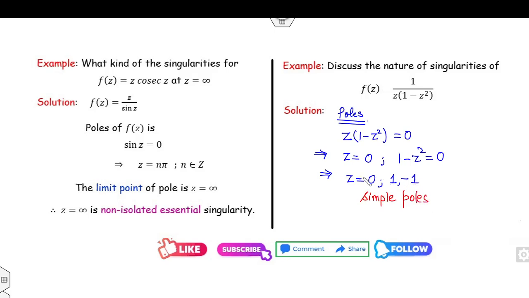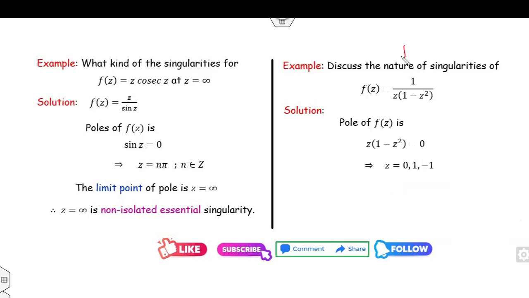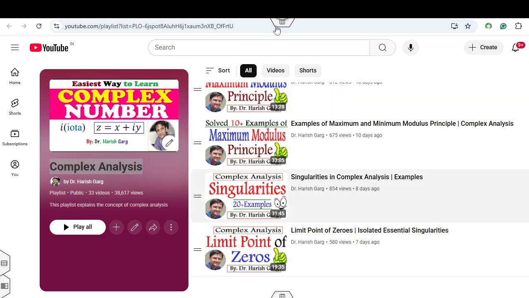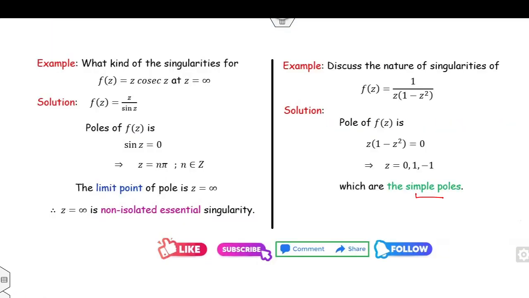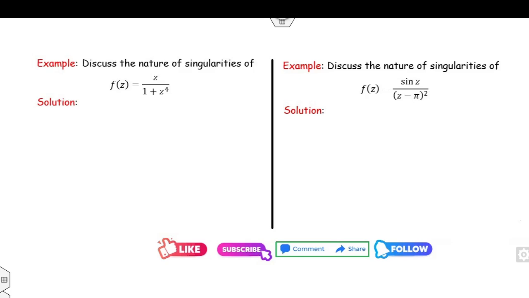Remember, you can never find the limit point of these poles. Why? Because this is not a sequence. A sequence is always considered when it involves the term n. But in this case, these are simple poles. So the nature is simple pole. This is the way you can analyze the behavior of the singularities. Again, I recommend you watch my previous lecture on singularities and the limit point of the pole for more detailed concepts. We will see the next lecture very soon, and let's start with the next example.